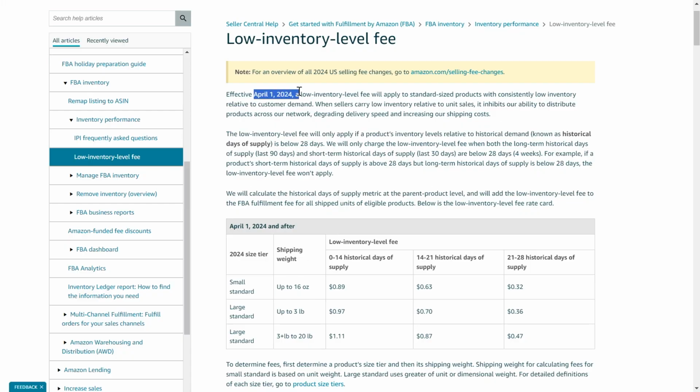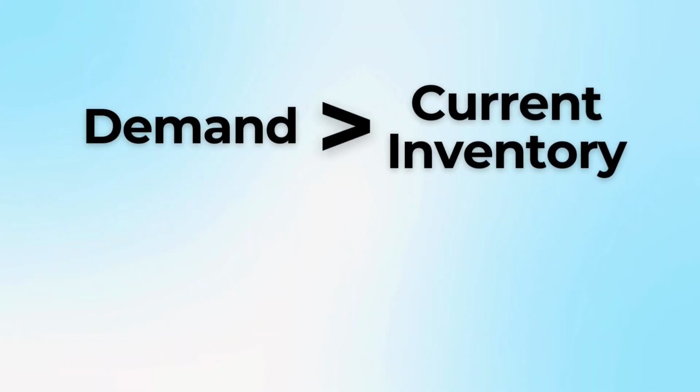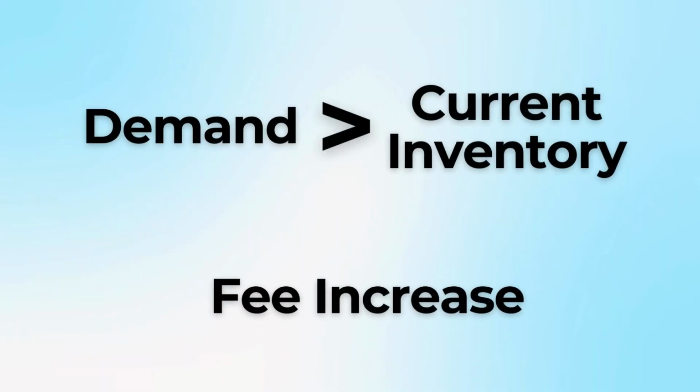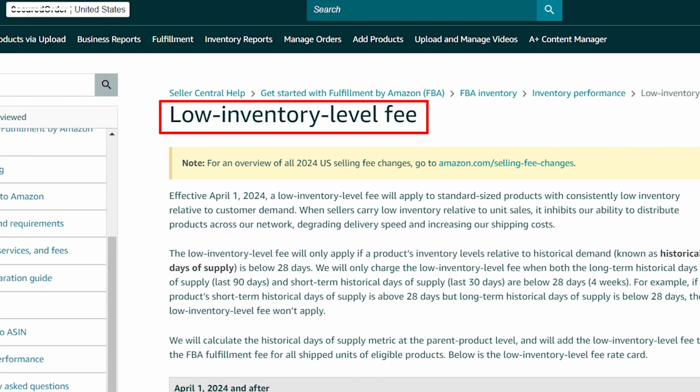From April 1st, 2024, this fee will apply to those sellers who regularly have an insufficient quantity of items in stock compared to customer demand. When sellers don't have enough stock to meet demand, customers can have their orders delayed or not be able to find the products they want to buy. This mismatch can also make it harder for Amazon to efficiently distribute products across its network, which can lead to slower delivery times and increased shipping costs. To handle this situation and build a reliable supply chain, Amazon has introduced this new low inventory level fee.